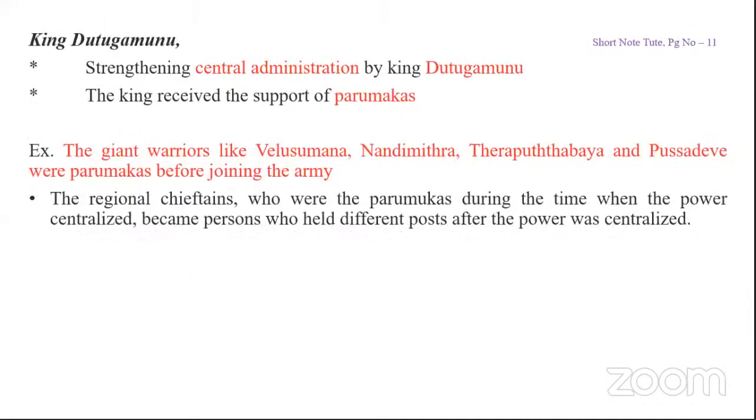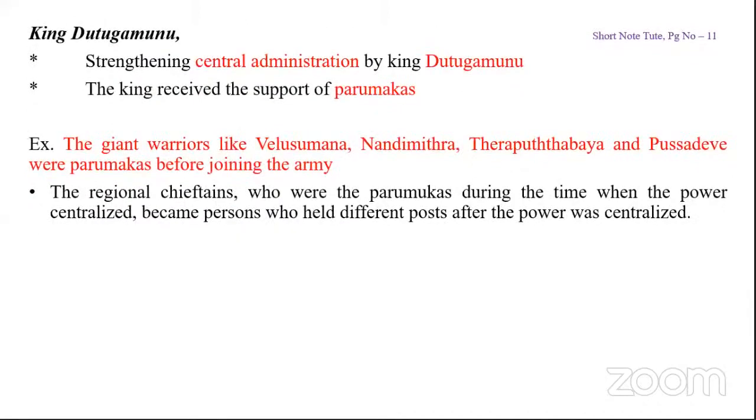Dutugemunu had taken the baton after that. What did he do? He strengthened the central administration. How did he strengthen the central administration? He got the help of the Parumakas. You know, the giant warriors like Velusumana, Nandimitra, Theraputtabhaya, Pussadeva, they were the Parumakas before joining the army. The regional chieftains who were the Parumakas during the time when the power was centralized became persons who held different posts after the power was centralized.